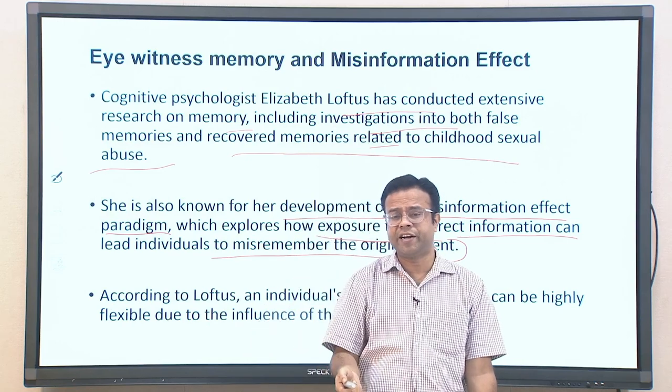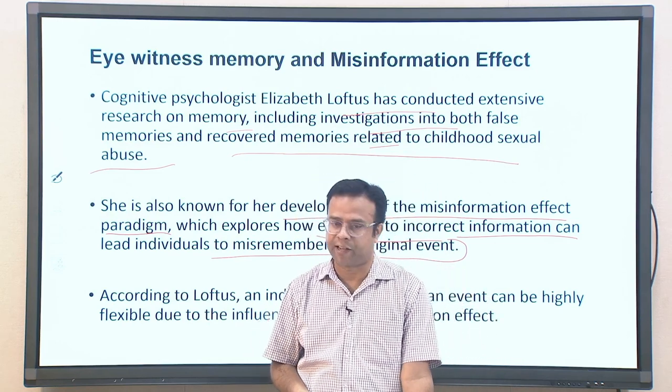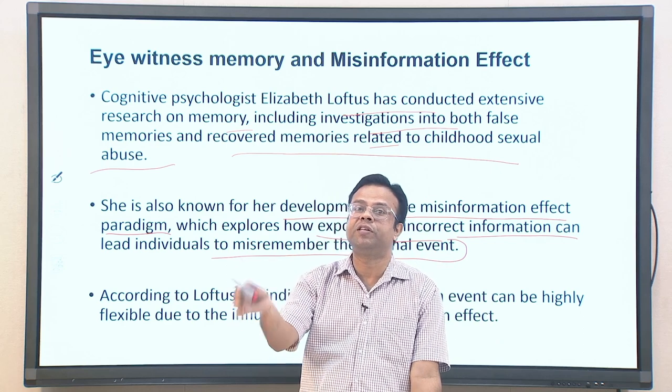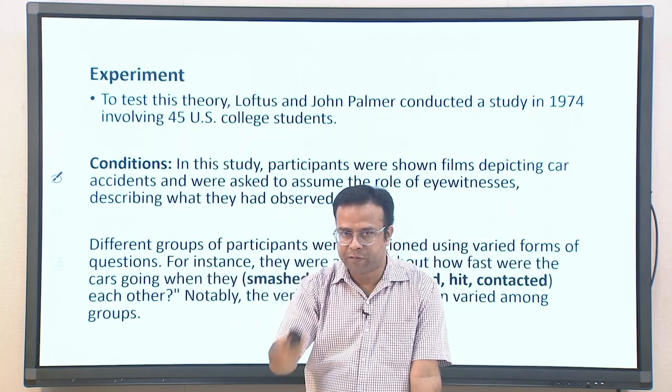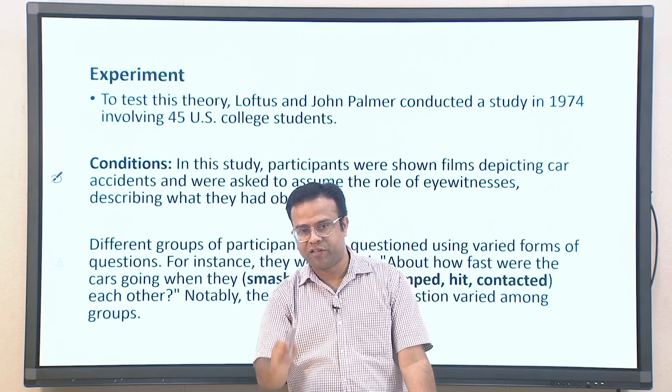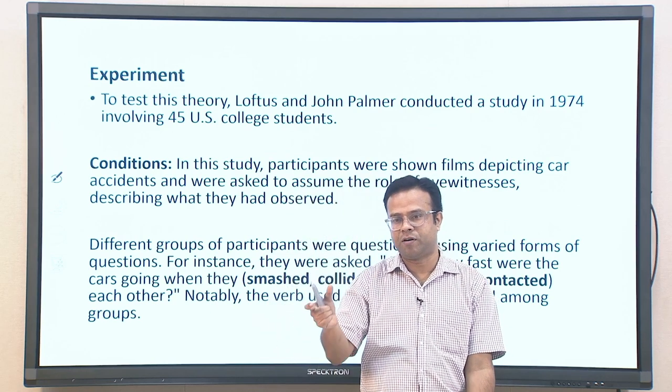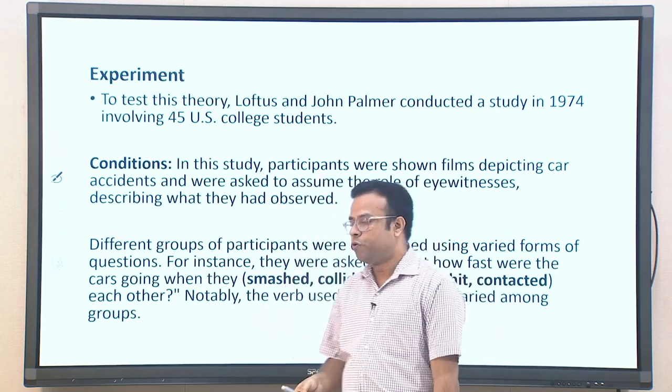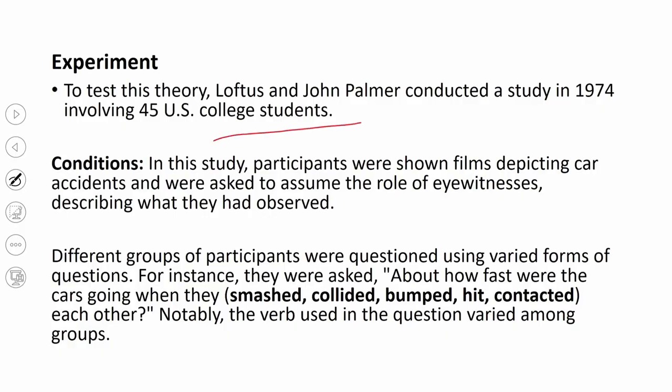According to Loftus, an individual's memory of an event can be highly flexible due to the influence of the misinformation effect. So, what was the experiment? One of the classic experiments that Loftus did was the Loftus and Palmer experiment conducted in 1974, which involved 45 US college students. So, it was a simple experiment. What was the condition in the experiment?